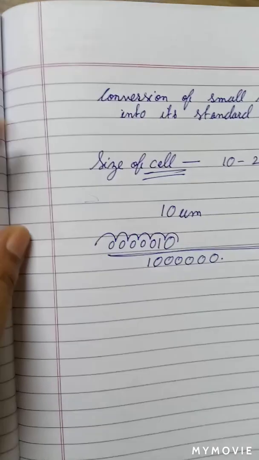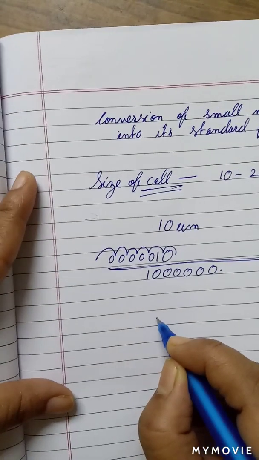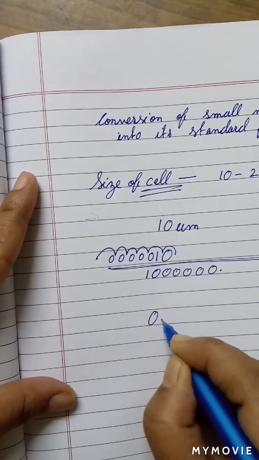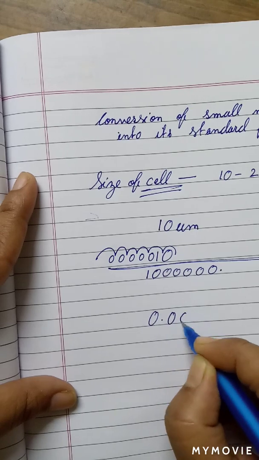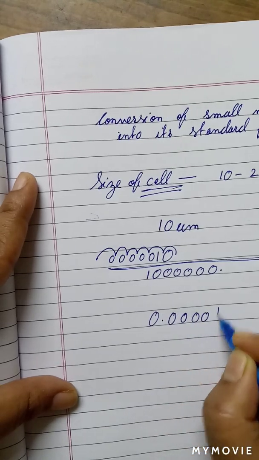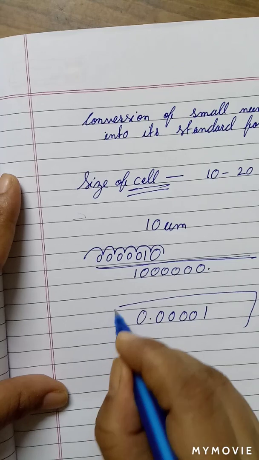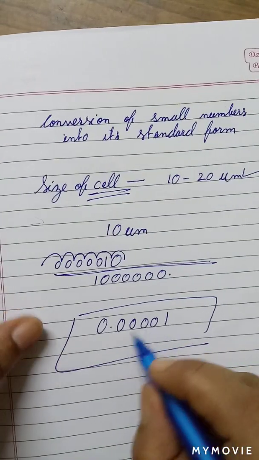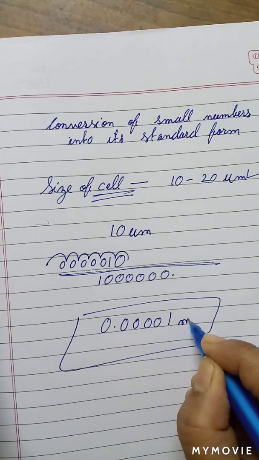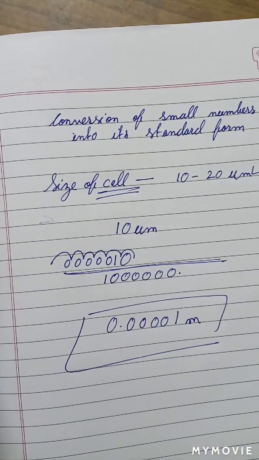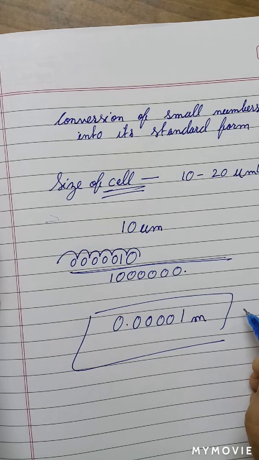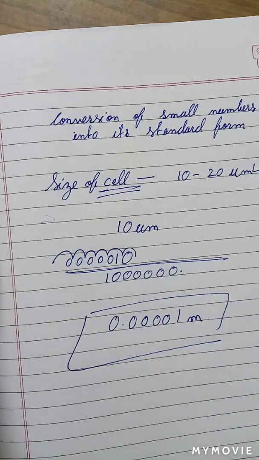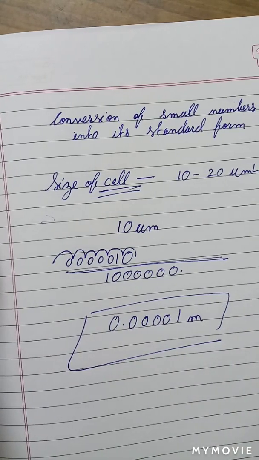So this will become 0.00001. This is the size. I should put the unit here. Without the unit, it is meaningless. So this is the size, normally the size of a human cell.